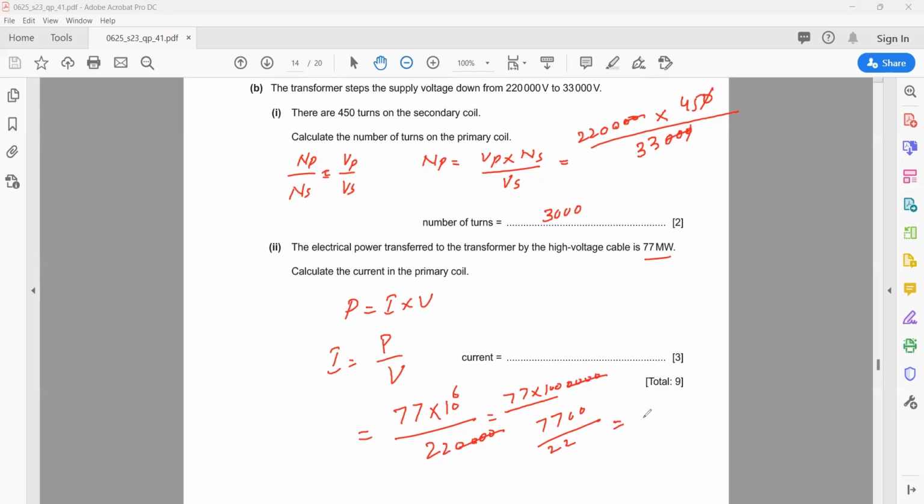Okay, just calculate the answer with the calculator. So you'll get here. So this is how much? 24 zeros are there. So four zeros are moved from here. So this will be done. So it is almost somewhere 350 ampere, if I'm not wrong.